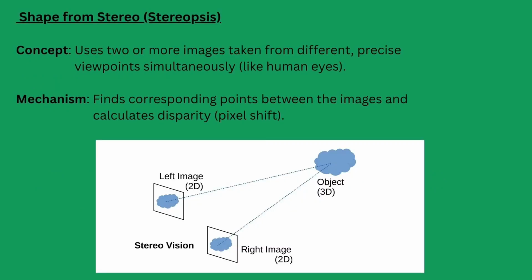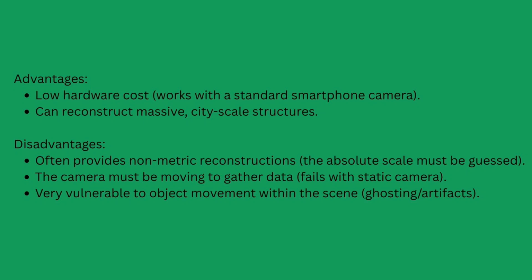Next is shape from stereo, which mimics human vision by using two cameras at a known distance. The big advantage is accuracy. It provides a real-world measurement, which is why it is the standard for robotics. The disadvantage is that it's computationally heavy because the computer has to match millions of pixels between two views. It also fails on smooth, featureless surfaces like a plain white wall because there are no points to match.